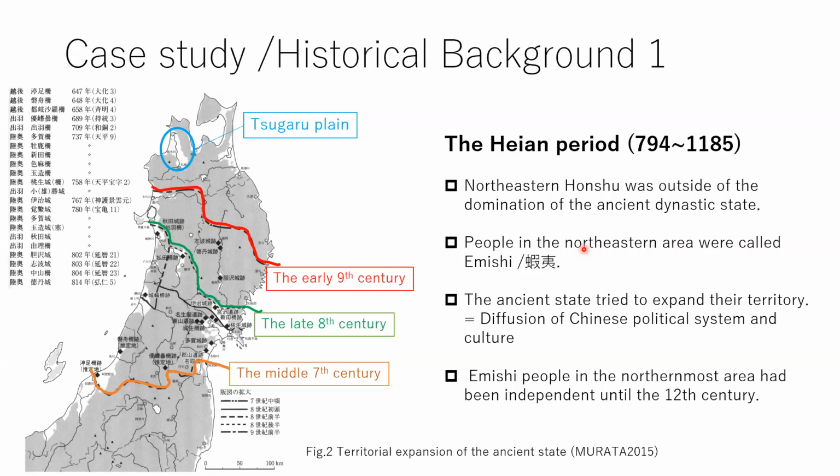the ancient state. Successive Japanese emperors had tried to bring Emishi people under their control and expand national territory. This also means diffusion of the Chinese political system and culture in the northernmost area of East Asia. Despite 300 years of resistance, Emishi people were finally dominated in the early 9th century. Figure 2 shows the territorial expansion of the ancient state. However, Emishi people in the northernmost area had continued to resist and often caused major wars. They had been independent until the 12th century.